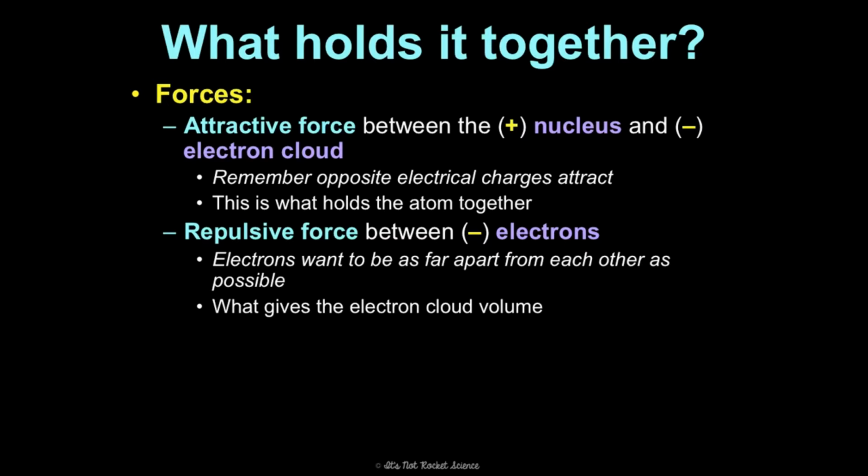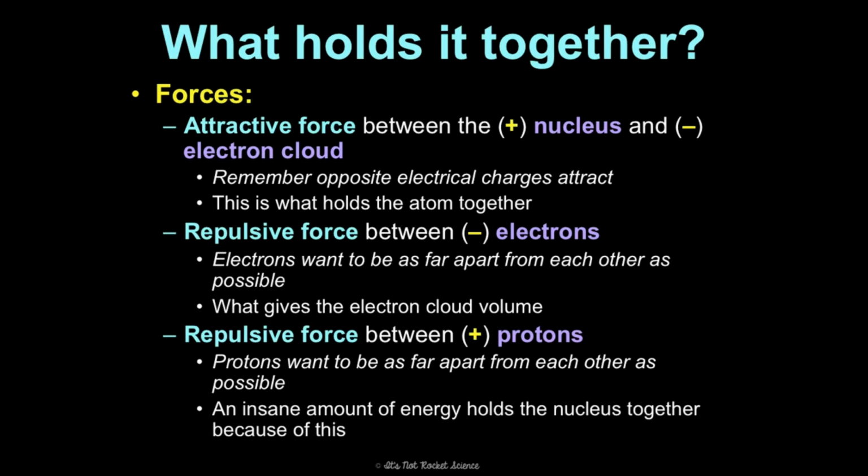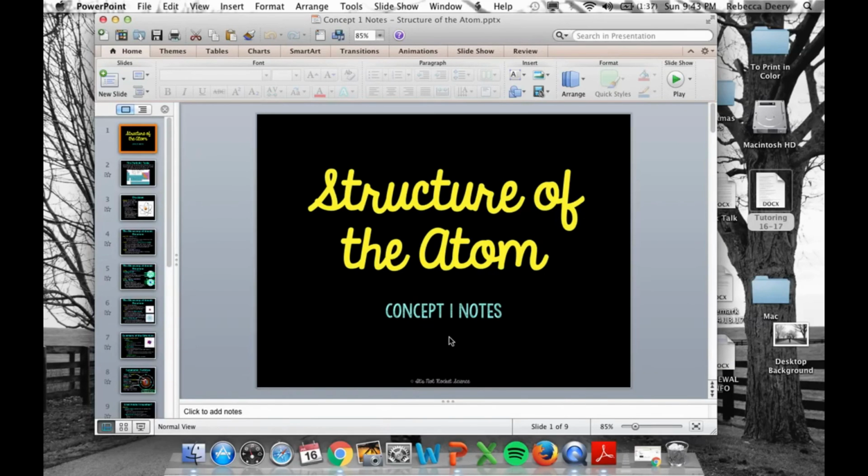Now, what I think is so interesting about the atom and what gives it insane amounts of energy is the repulsive force between the positive protons in the nucleus. Because, again, remember, like charges repel. So those positive protons want to be as far apart as possible, but they're packed in really tightly in that nucleus. What that means is that there's an insane amount of energy that holds the nucleus together because of this. And when we release that energy, that's how we create atomic bombs, which hopefully we'll have time to talk about at the end of this year. So that is your overview of the structure of the atom.